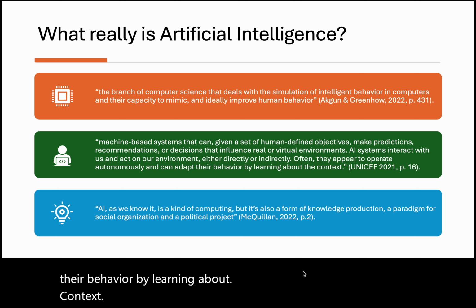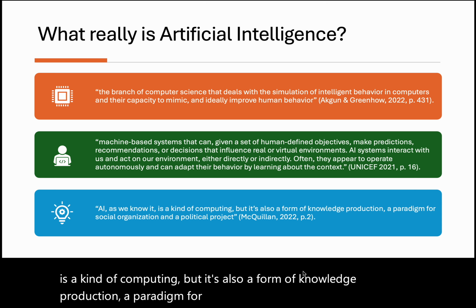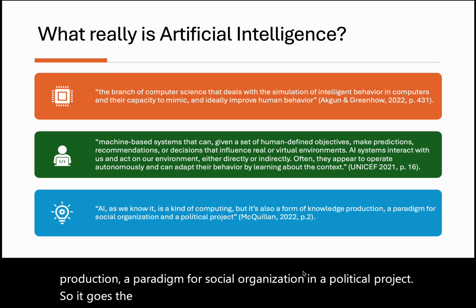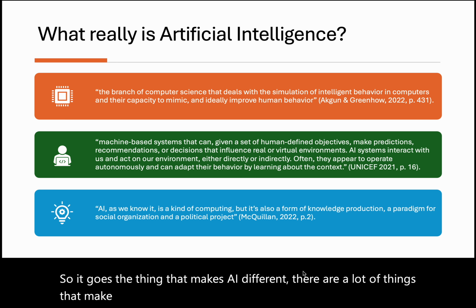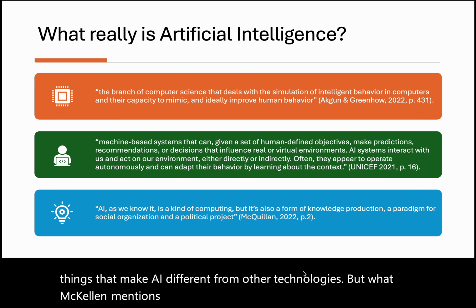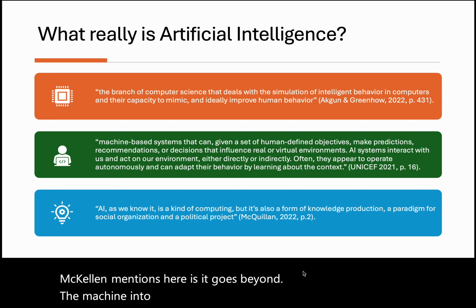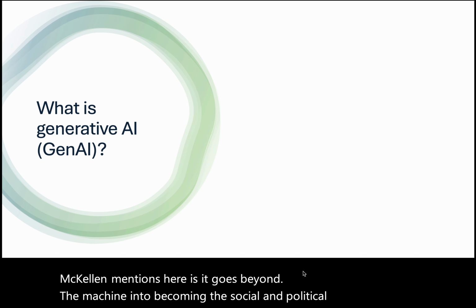And Michaelan expands this beyond the machine. So AI, as we know it, is a kind of computing, but it's also a form of knowledge production, a paradigm for social organization and a political project. There are a lot of things that make AI different from other technologies, but what McKillen mentions here is it goes beyond the machine into becoming a social and political object.